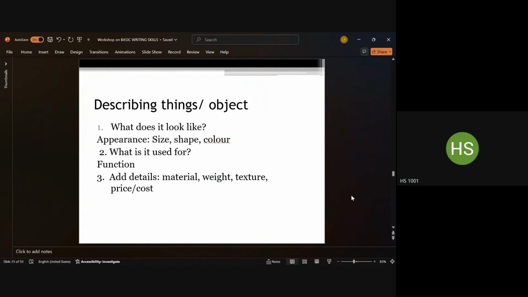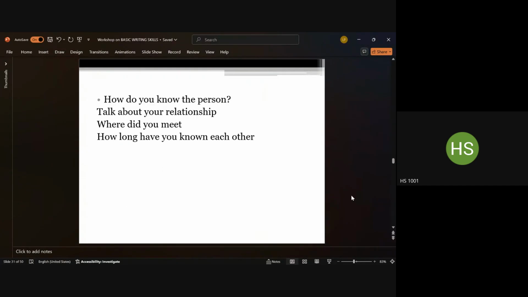Now, did I miss something? Yeah, this thing. So when you're describing people, if you're expected to elaborate a little more, then some of the questions or points that you can consider to elaborate upon the writing would be some of these, right? So how do you know the person? Talk about the relationship that you share with that person, or where did you meet? How long have you known each other? These are all, remember, additional details, right? These are all questions or points that you can explore only if you're asked to elaborate, right?